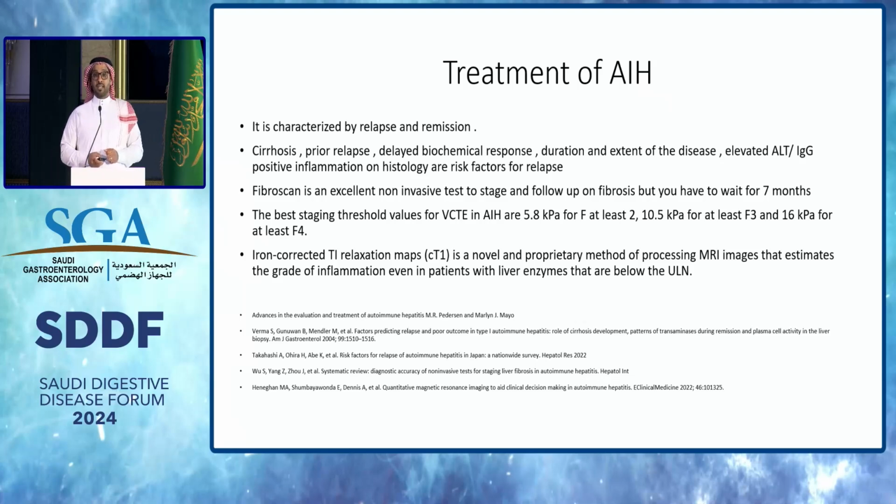We know that FibroScan is an excellent tool to stage fibrosis, but in patients with autoimmune hepatitis, you need to wait for some time until the inflammation settles down. Then FibroScan can be used to stage fibrosis.